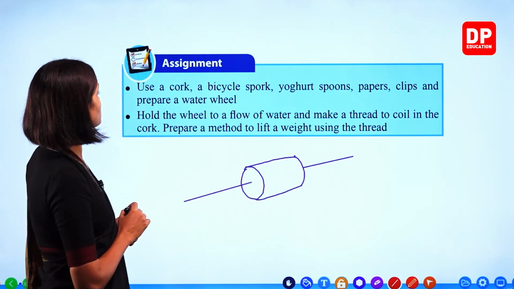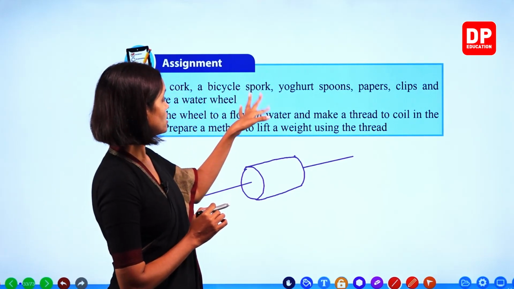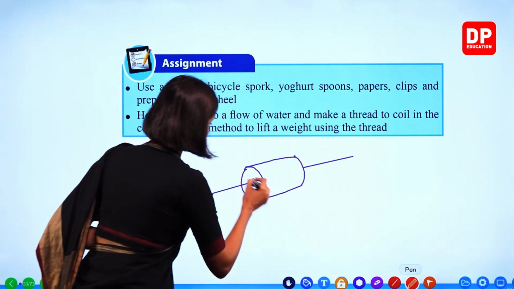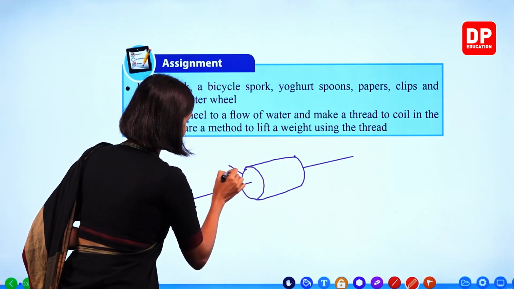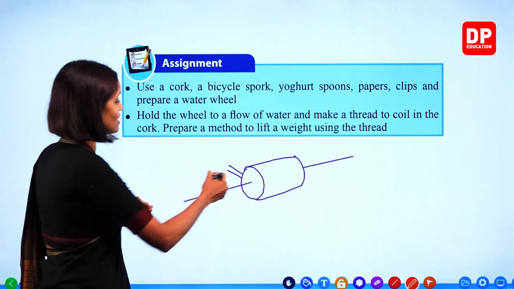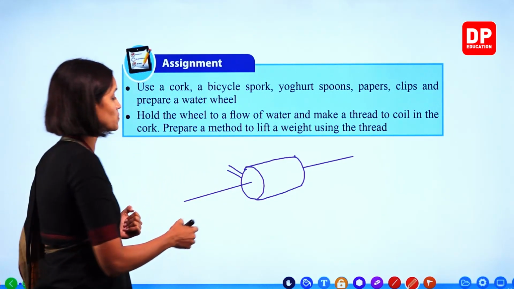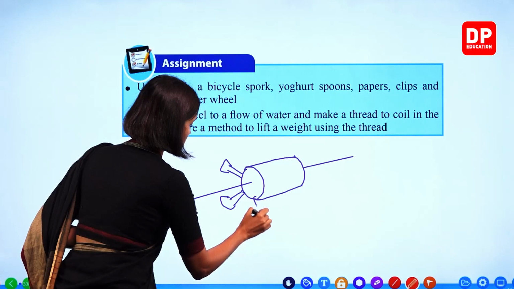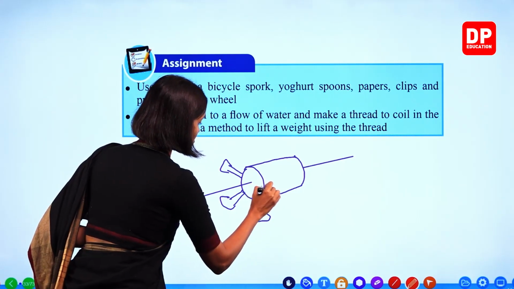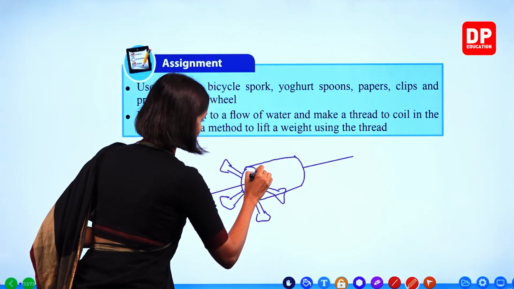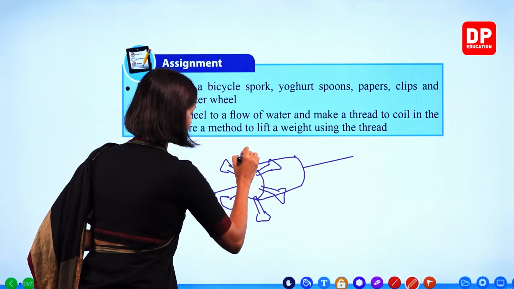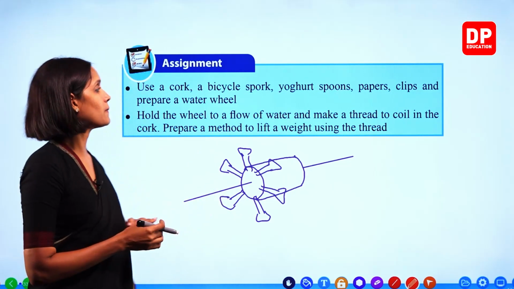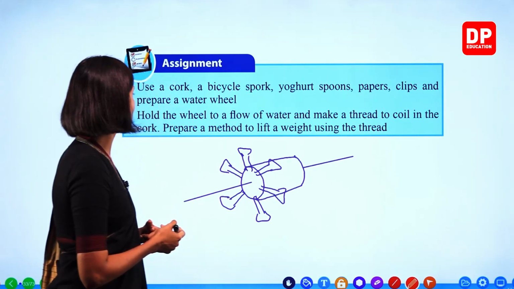Then what you can do? Use a cork, bicycle spoke, and yogurt spoons. You can fix yogurt spoons over here to make them as blades. You can cut small slits and insert these yogurt spoons to one side, like this. Even in grade 6, we have done these types of activities using yogurt spoons. This looks like a small turbine. So this is the water wheel.